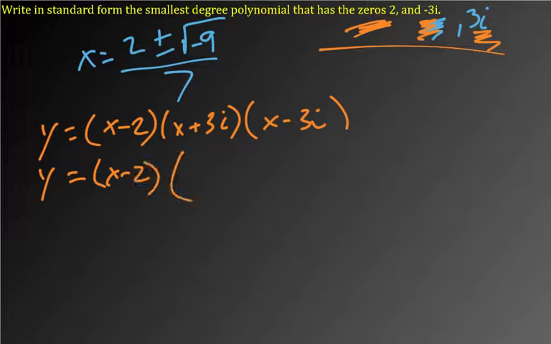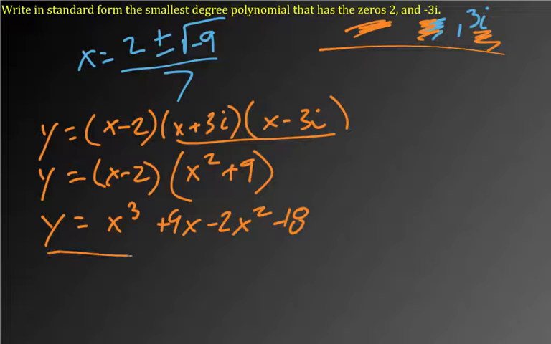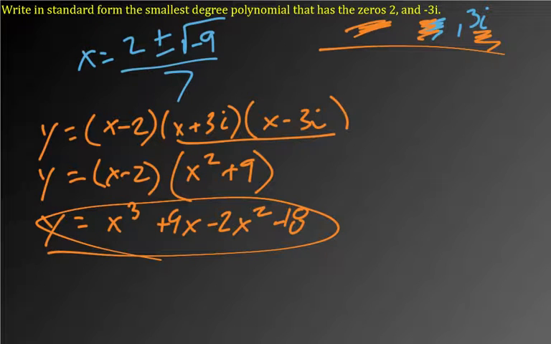So I got that. And this part in here, if you multiply all that out, you're going to get x squared plus 9. And then if you multiply those last two, you're going to get x cubed plus 9x minus 2x squared minus 18. And that's it. That is the standard form, smallest degree polynomial that could have these roots and also have real coefficients, which is what we're used to.